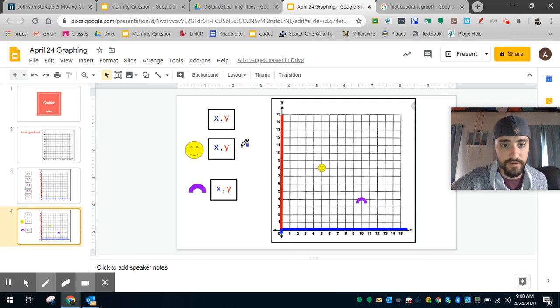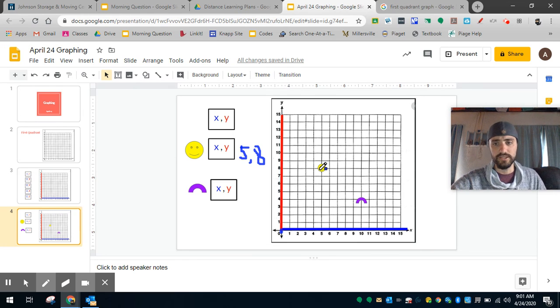Okay, so my first number is 5. My X value is 5. And the second number is how far do I go up? So I went over to the 5, and then I go up 1, 2, 3, 4, 5, 6, 7, 8. So the location of that smiley face is 5, 8. We started at the origin, we went over 5 and up 8.